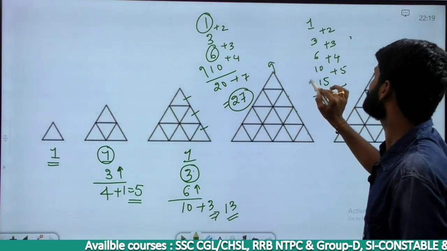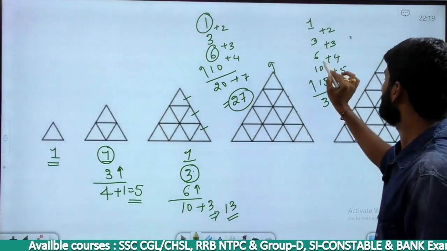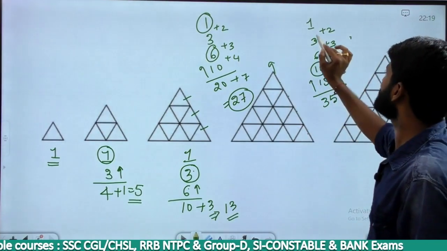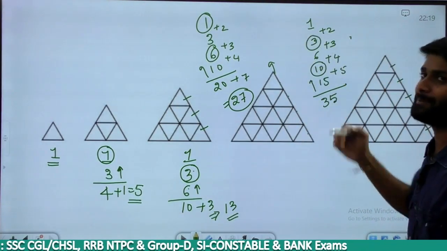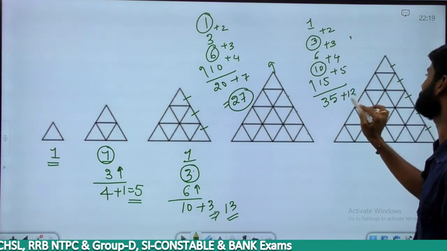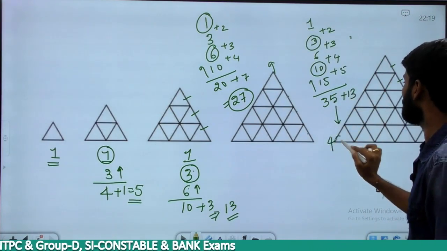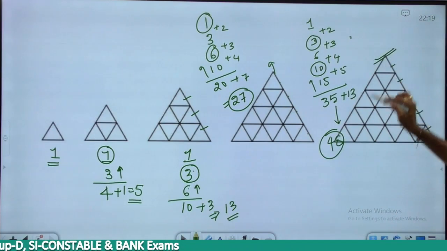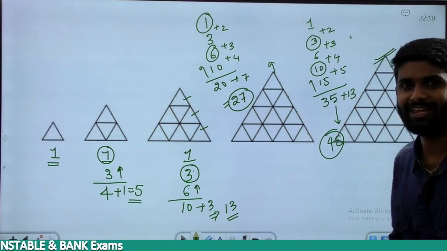From bottom onwards, we should add every alternative number. What is the alternative number here? 10. What is the alternative number here? 3. So 10 plus 3, we just add 13. So the total value becomes 48. For example, in this figure, the total number of triangles is 48, guys.